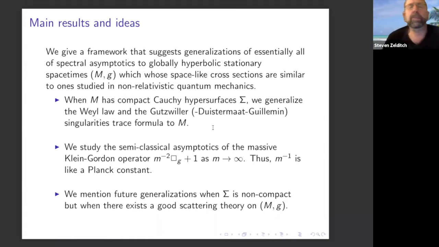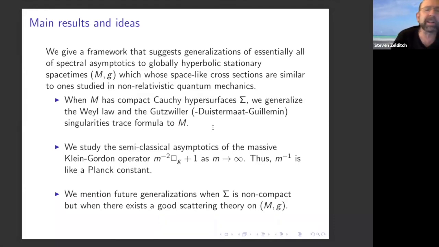So when we have a compact Cauchy hypersurface, we're going to prove a Weyl law and a Gutzwiller Duistermaat-Guillemin singularity trace formula. The second result is new, and it's sort of one of those things which is formally obvious to people who work in spectral asymptotics and seemingly unheard of in the physics literature.